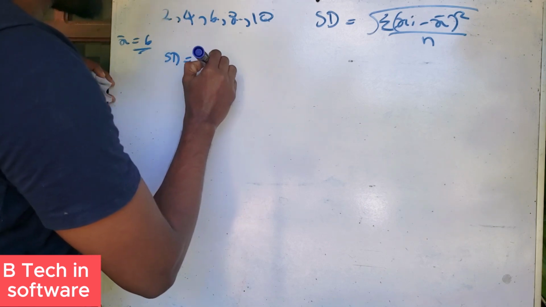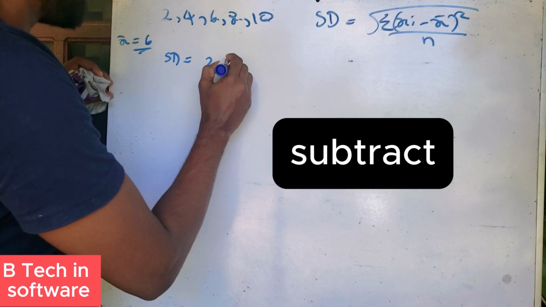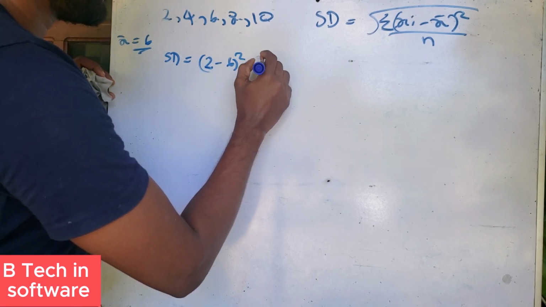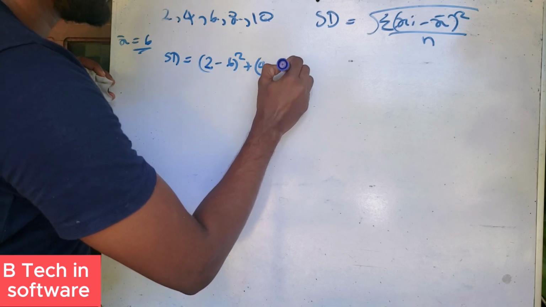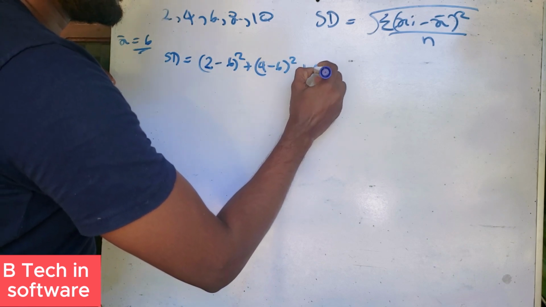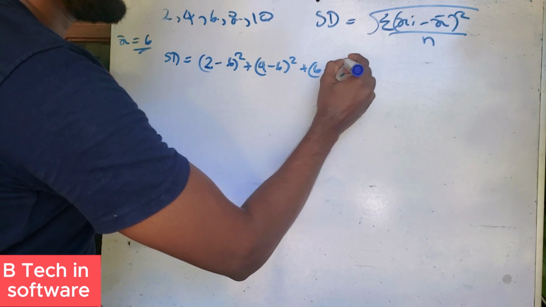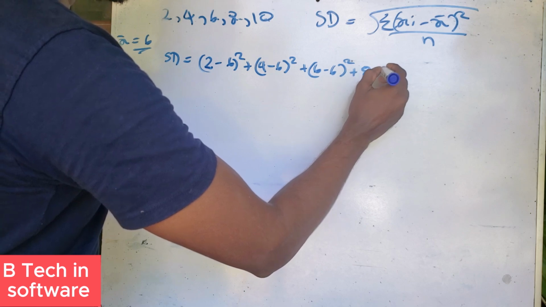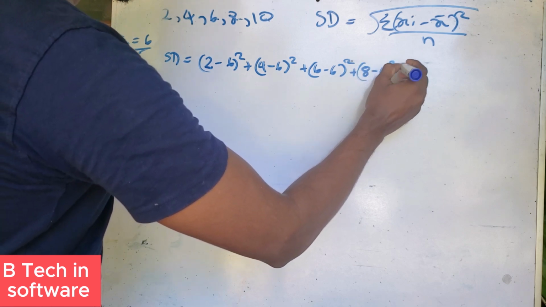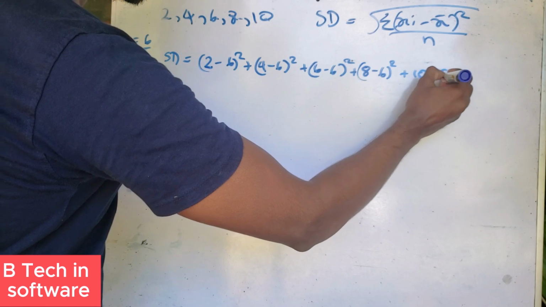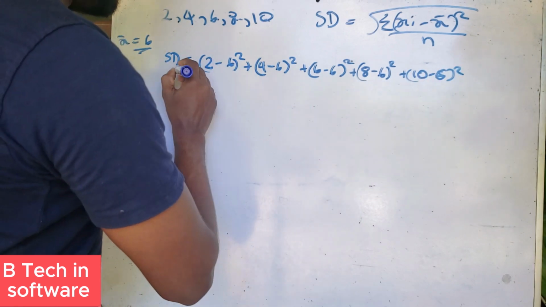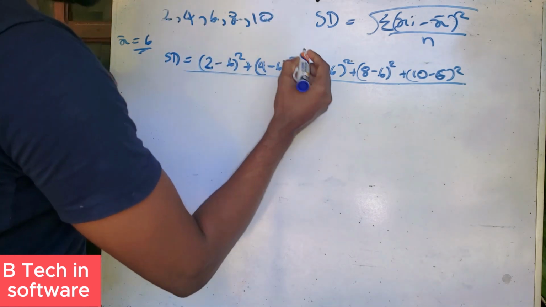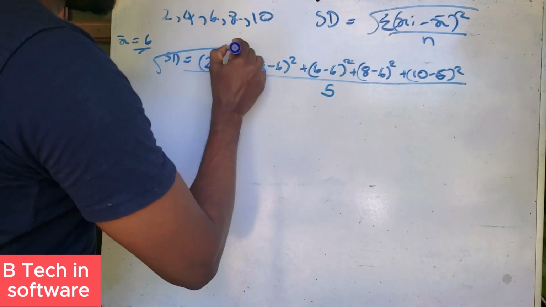Xi: first take 2 minus 6, plus 4 minus 6, plus 6 minus 6, plus 8 minus 6, and 10 minus 6. There are 5 elements here, 1 2 3 4 5. We need to divide it by 5.